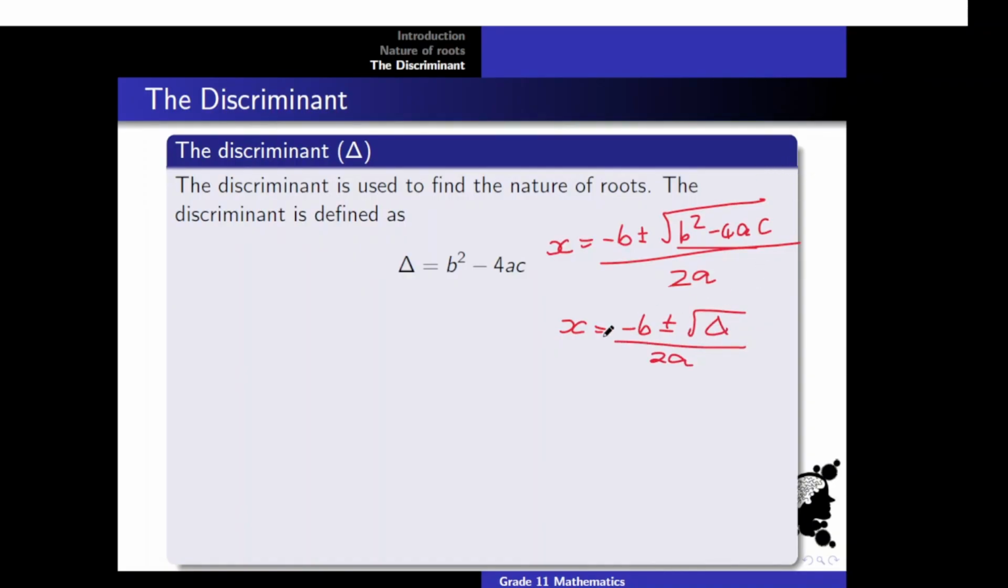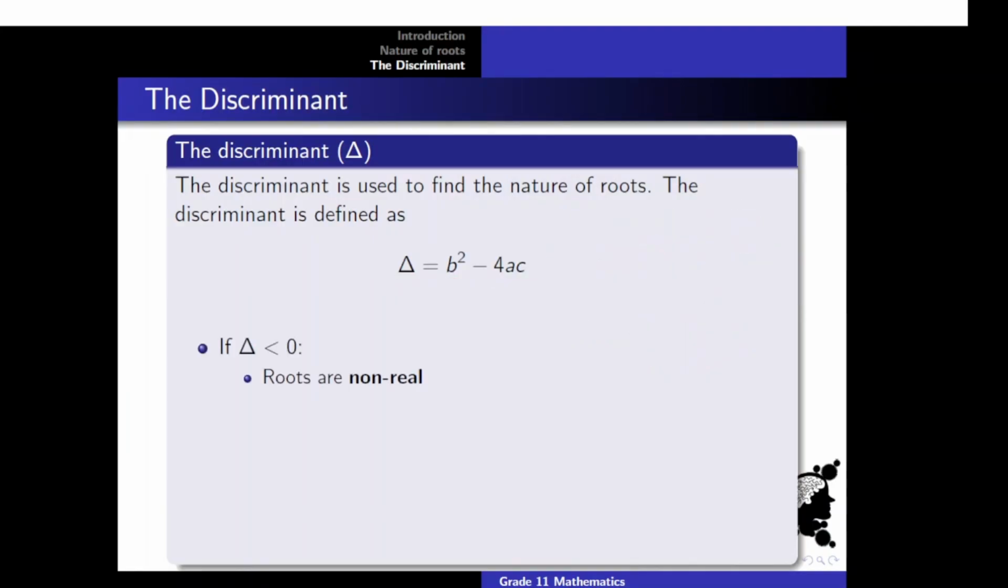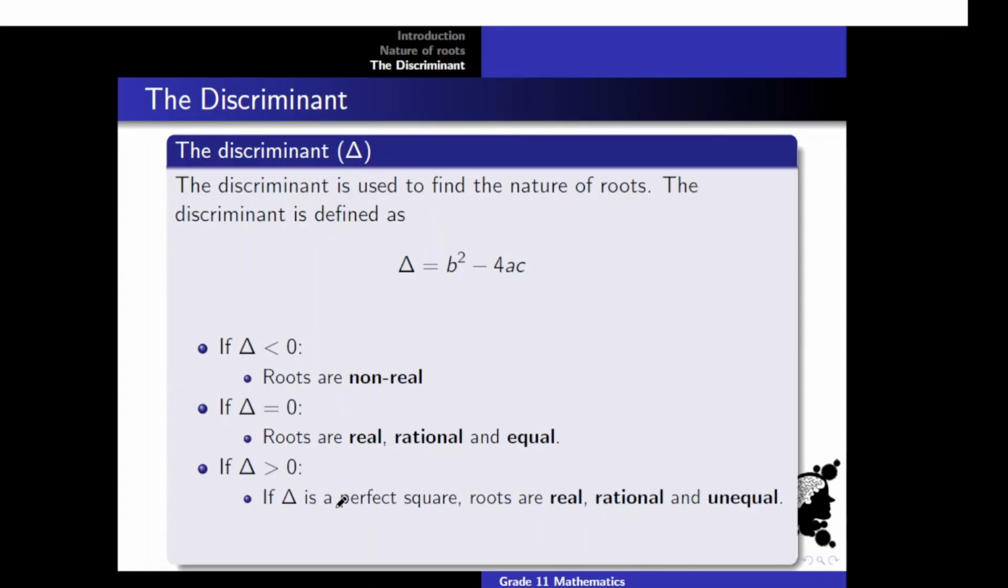For now, we're not so much interested in this equation. Remember, we said we are using our discriminant or delta to determine the type of numbers: real numbers, rational numbers, irrational numbers, whole numbers, integers. We're not so much interested in exactly what the values are, but rather the type of values that we will get. So, if our delta is negative, or if the discriminant is negative, it means that the roots are non-real. If our discriminant is equal to 0, our roots are real, rational, and equal. If our discriminant is positive, meaning greater than 0, then it is also a perfect square.